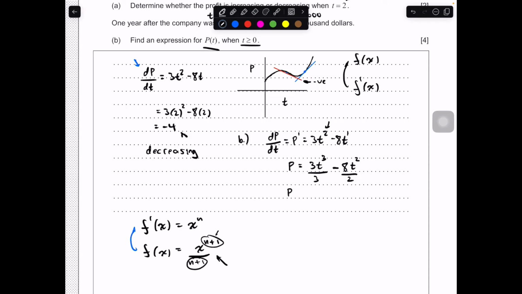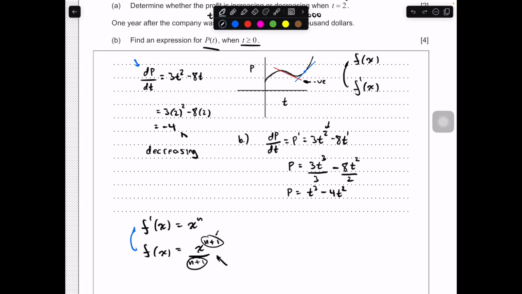Let's simplify. You can take these values and write them in your calculator: 3 divided by 3 will just give you 1, so we have t cubed, minus 8 over 2 is just going to give us 4t squared. And one thing that's kind of nice about finding the antiderivative like this is that you can always reverse the process to check. The 3 out in front would give us exactly this 3t squared, and this t squared right here would give us this negative 8t to the 1. So you can always test to see if you got it correct.